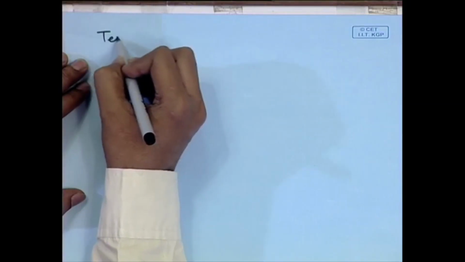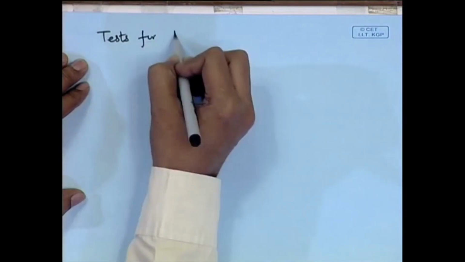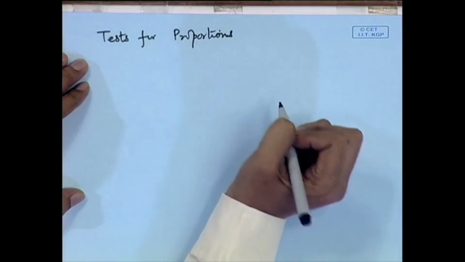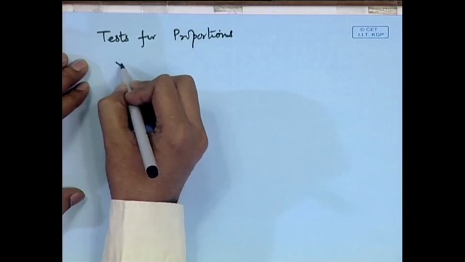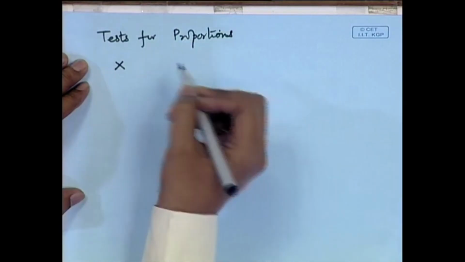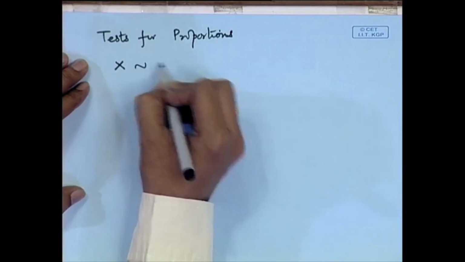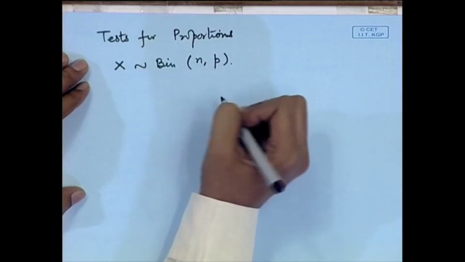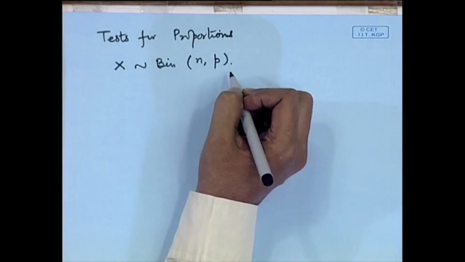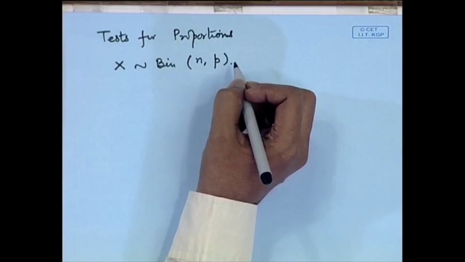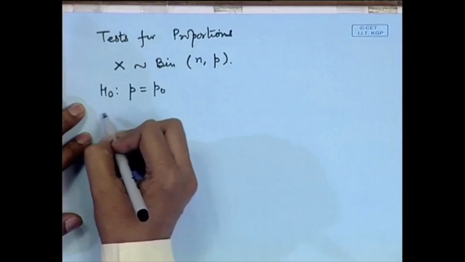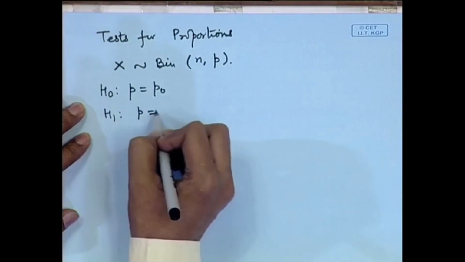Now, in the one sample problems we may consider tests for proportions. So, the setup is that we are observing a sample from Bernoulli trials. So, we may consider the sum, and we have a setup like X following binomial(n, p) distribution, and we may be interested in testing H0: p is equal to p0 against H1: p is not equal to p0.